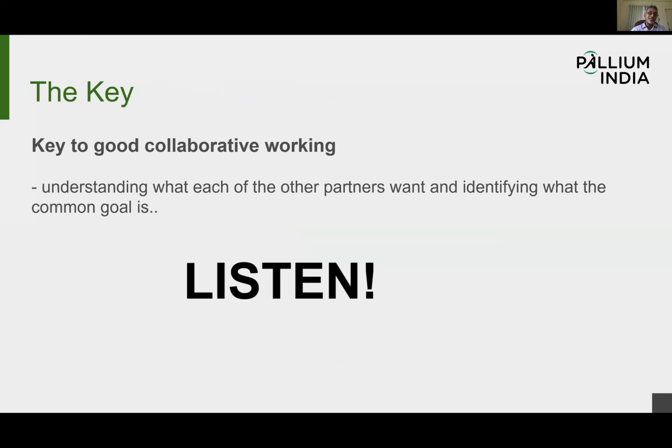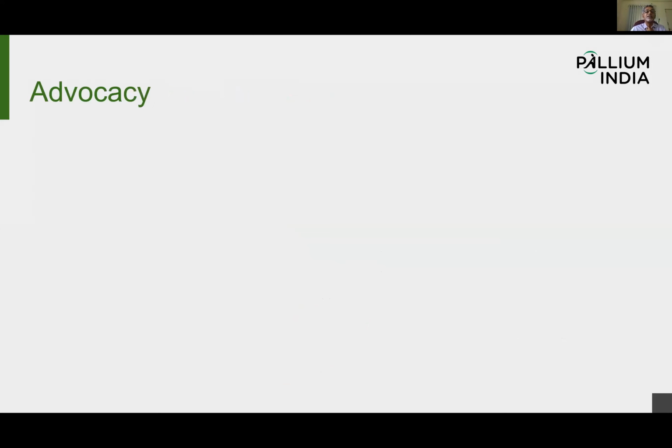And this is what we are trained to do. Now, if you need to work with others, you need to be able to listen to others, understand what their interests are, what they want to achieve, what gives them maximum satisfaction, and those kind of things. And we'll be able to identify ways and means of working together.